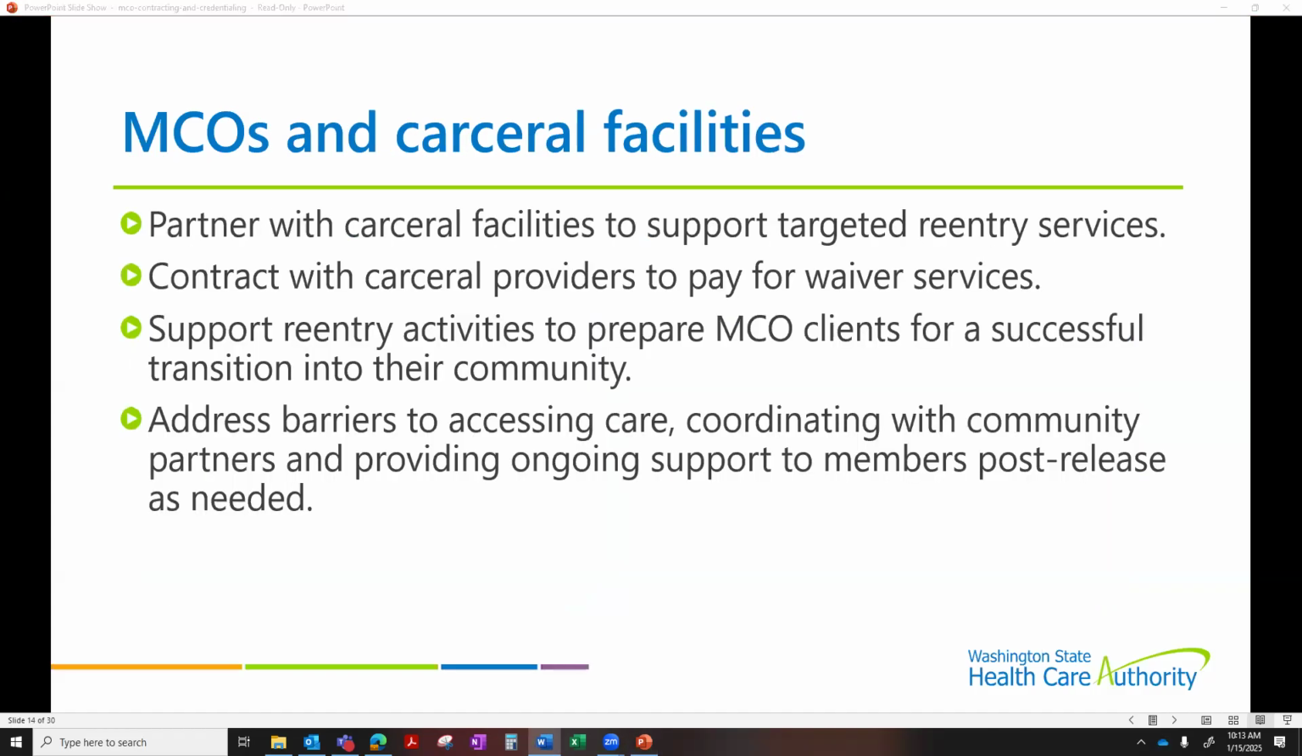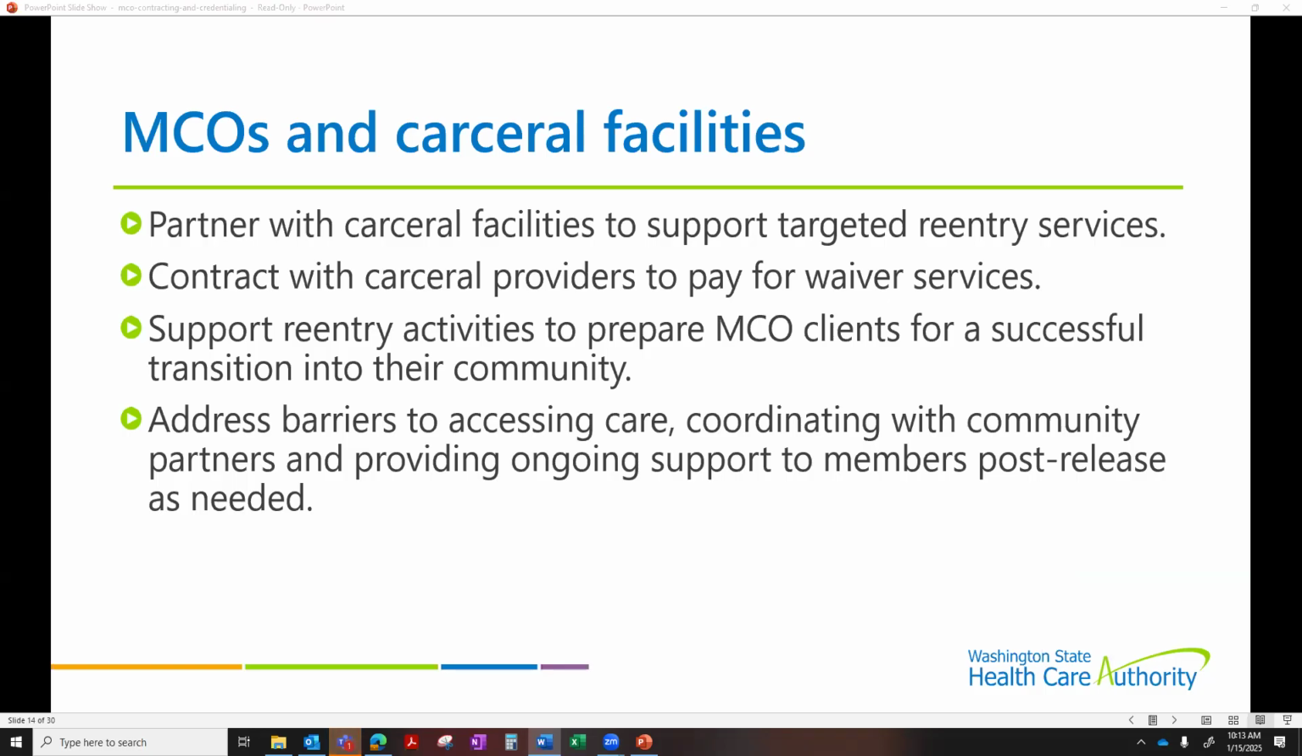So how do we partner with the carceral facilities? As you know, we all partner with you now in many ways. Some of you have us come on site. Some of us share information with you back and forth. But in terms of the waiver portion, this is how the MCOs and the carceral facilities will be partnering together.